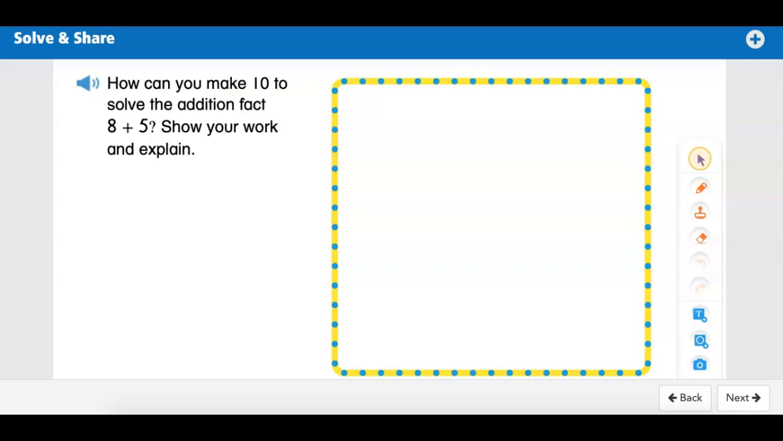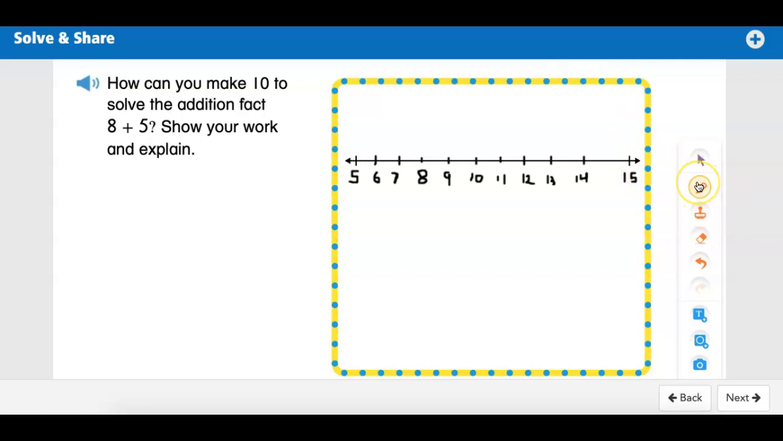Now, if you remember a few lessons ago, in Topic 3, Lesson 2, we used number lines to help us add. Do you remember how we learned how to hop using number lines in our previous lesson? Well, we are going to be doing that again today. For our Solve and Share, it did not come with a number line, so Mrs. Collier just went ahead and made one up really quick.